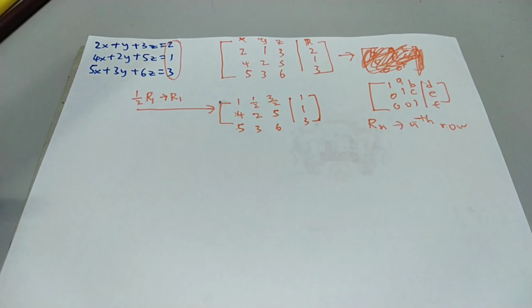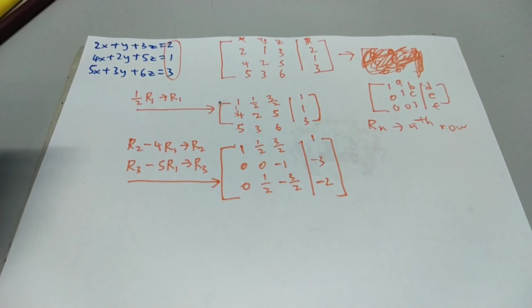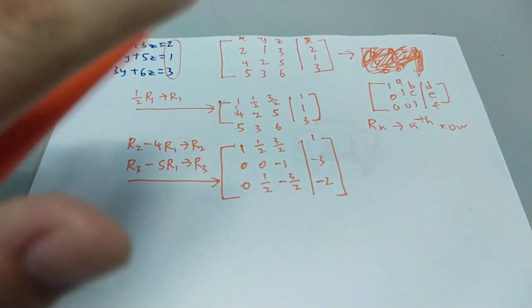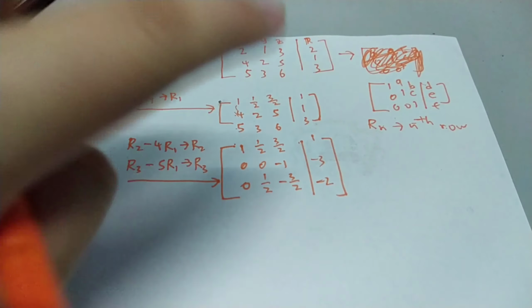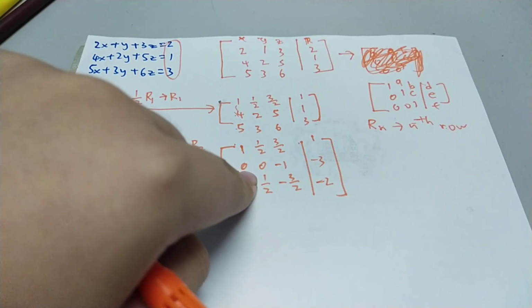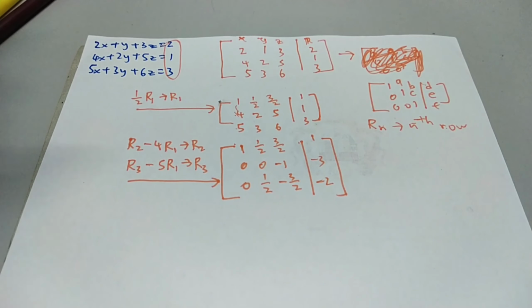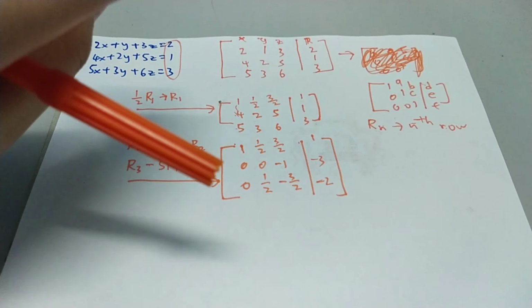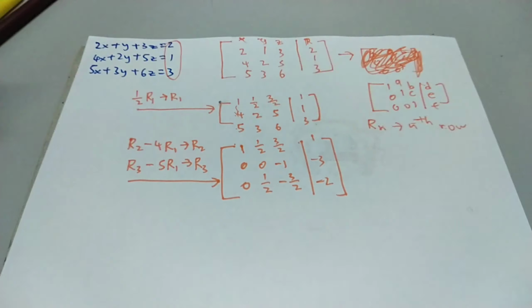And after doing that, there is actually one problem. That is the second column. The second column, in the middle of this 3 by 3 coefficient matrix, it's just 0, but we don't have 1. So in order to do that, we are going to swap row 3 and row 2.